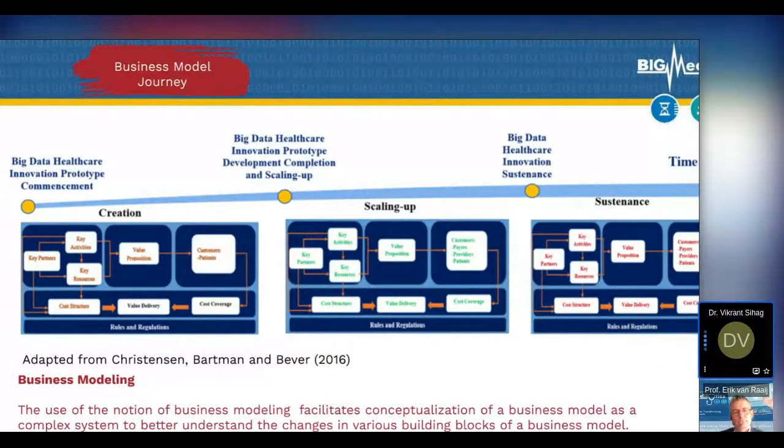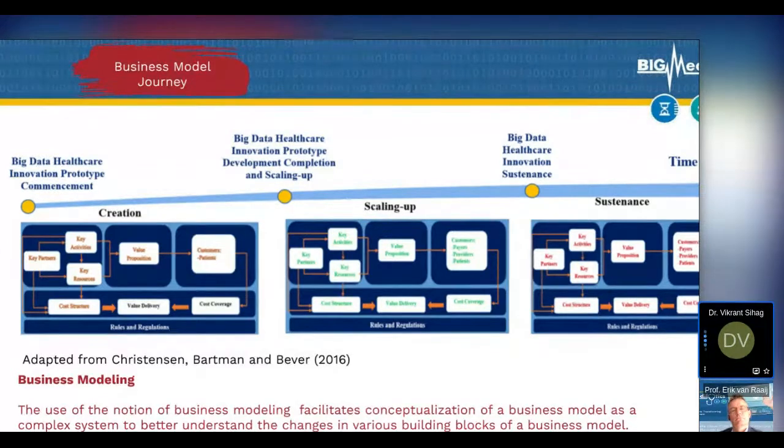We didn't focus so much on the sustenance part because that was not within the scope of the BigMedilytics project, and also as per the guidelines defined for the project, the focus was more on the creation and scaling up part. But we didn't ignore the sustenance phase, and we also developed some kind of action plan. We'll touch upon that action plan towards the end, and how each pilot team developed an action plan to think beyond the BigMedilytics project, and think about how the prototype that was developed and scaled up could be sustained beyond the project.